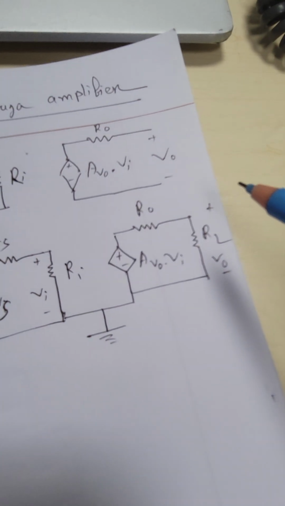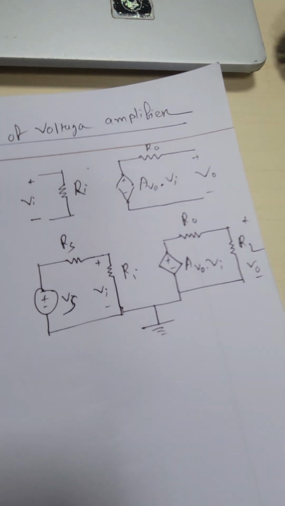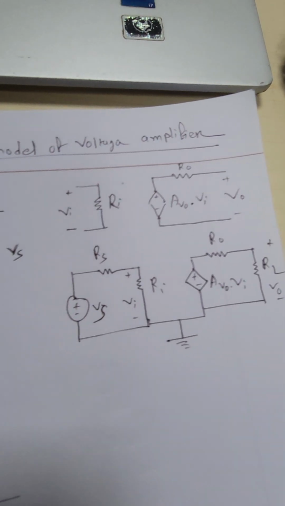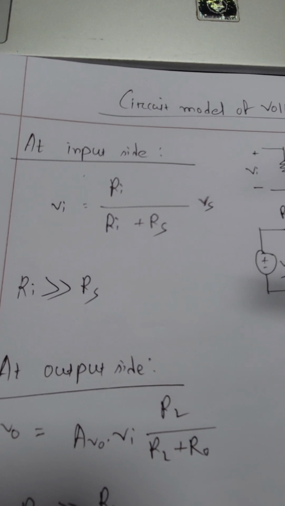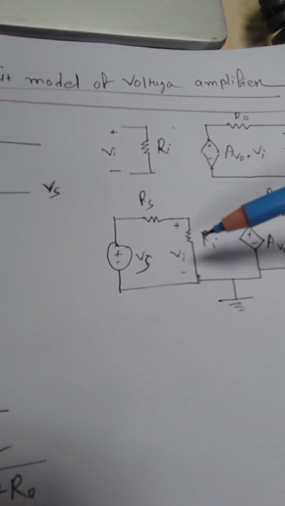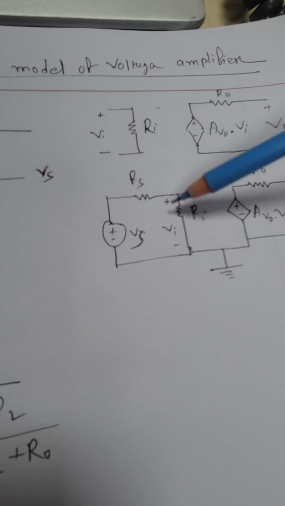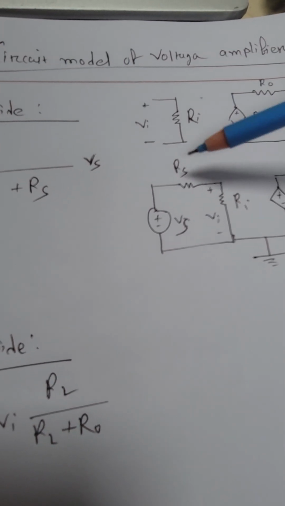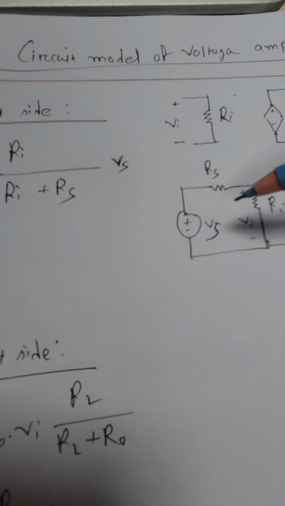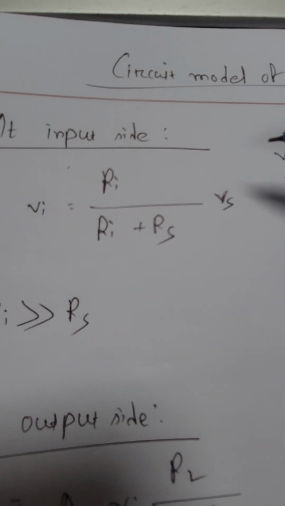So let's talk about those resistances, what some of the limitations are, and what we need to keep in mind. So we have an input side. If we apply the voltage divider rule here to find Vi, we get Ri divided by Ri plus Rs, multiplied by the voltage source. So a basic voltage divider rule.